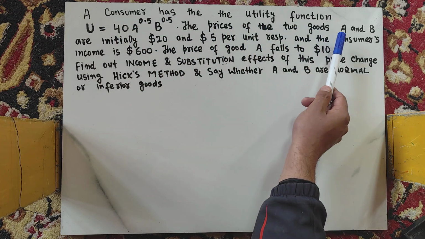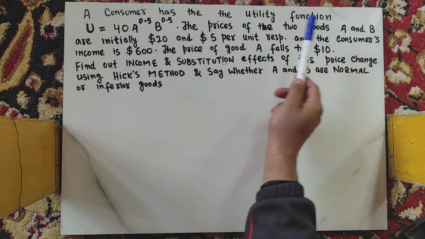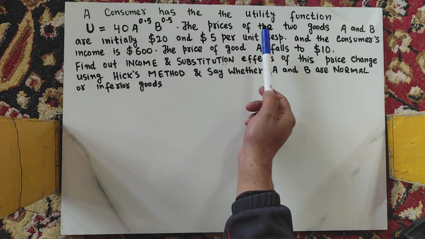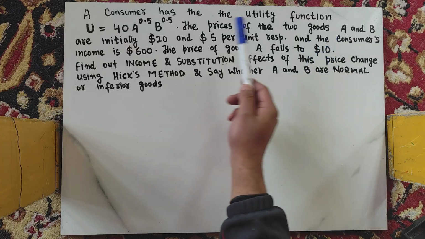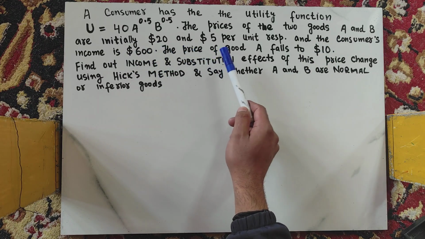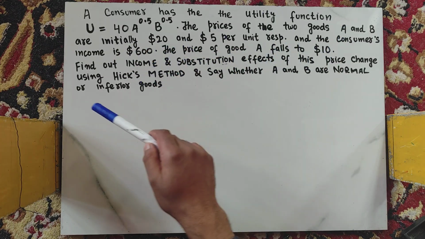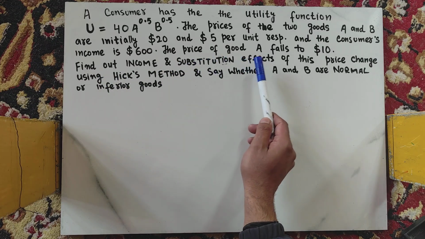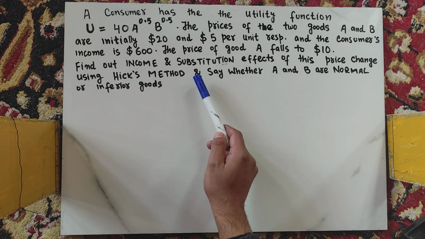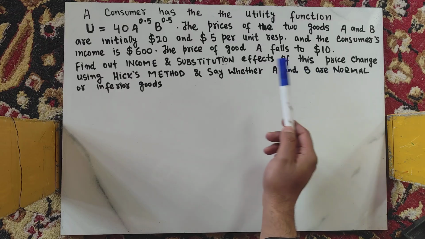The price of good A is $20 and the price of good B is $5, and the consumer's income is $600. The price of good A falls to $10. Find out the income and substitution effects of this price change using the Hicksian method and say whether A and B are normal or inferior goods.